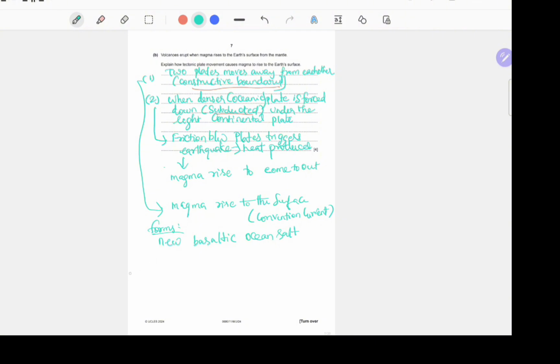Magma moves through the vents. If there is a gap, magma moves through. These are the points we have to write.